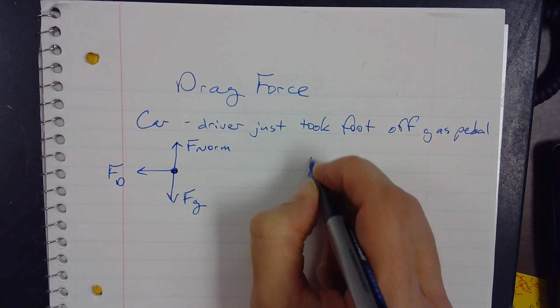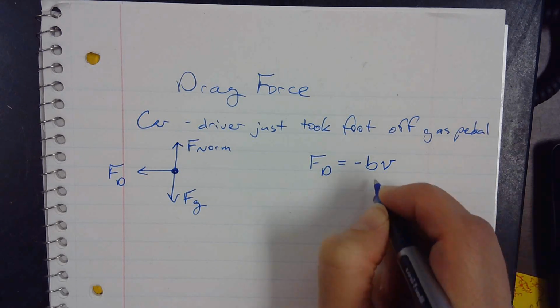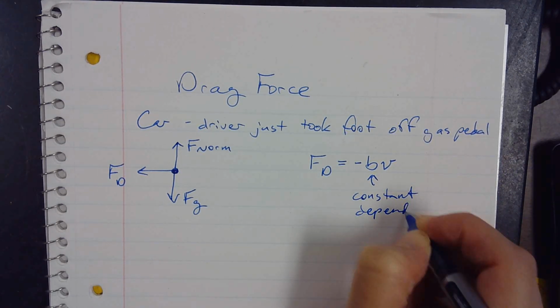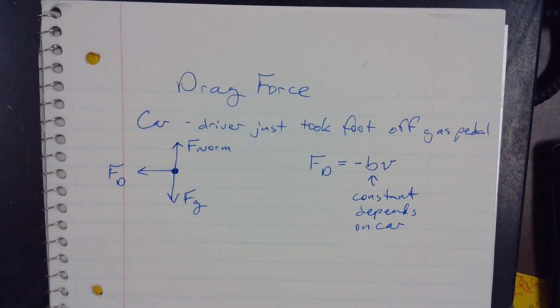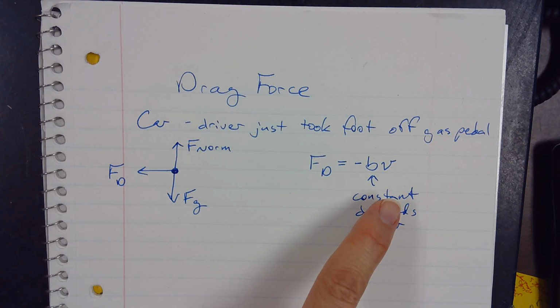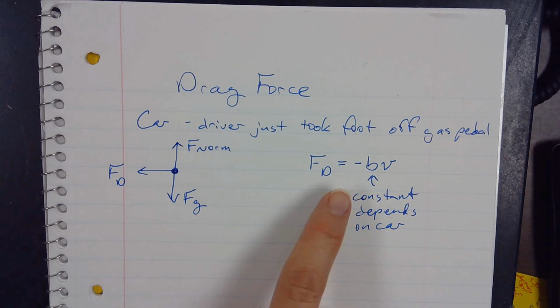And this drag force is modeled by some constant that depends on the car times its velocity. So when the driver first takes his foot off the gas, there's a fair amount of drag force because he's got a pretty high velocity. But as he slows down, there's less and less drag force. So he'll still be slowing down, but the rate of acceleration will be changing.